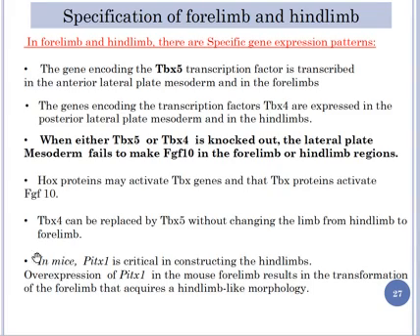Other experiments were done in mice this time. In mice, they found that we have one gene, PITX1. This PITX1 is critical in the formation of the hind limbs. It's highly specific for the formation of the hind limbs. So they tried to overexpress the PITX1 gene in the mouse forelimb, and this results in the transformation of the forelimb into a hind limb-like morphology.